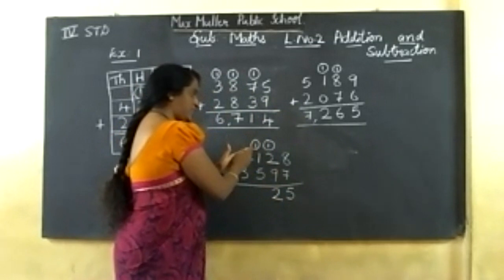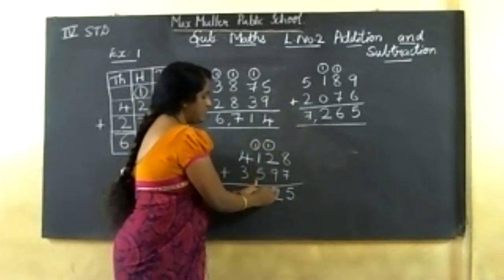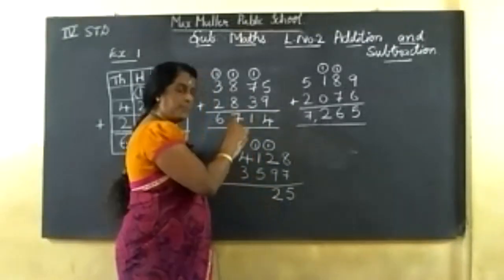Put carry for next number. You should not put it here only. When you count and write this, one number you should write here. For next number you should put carry.